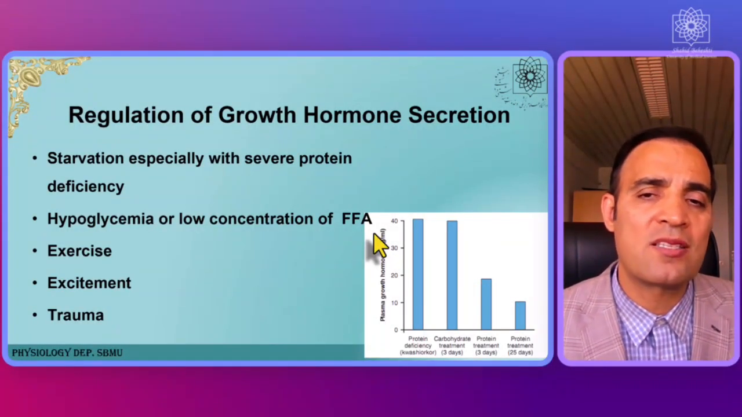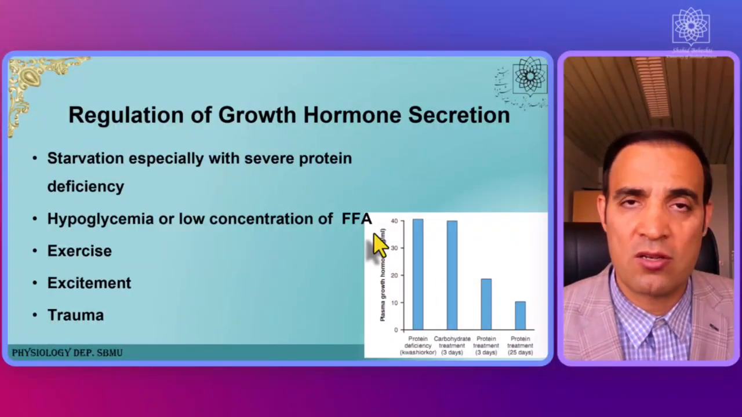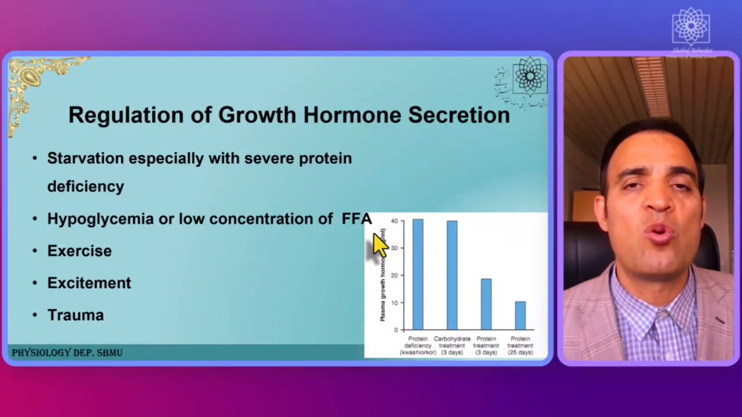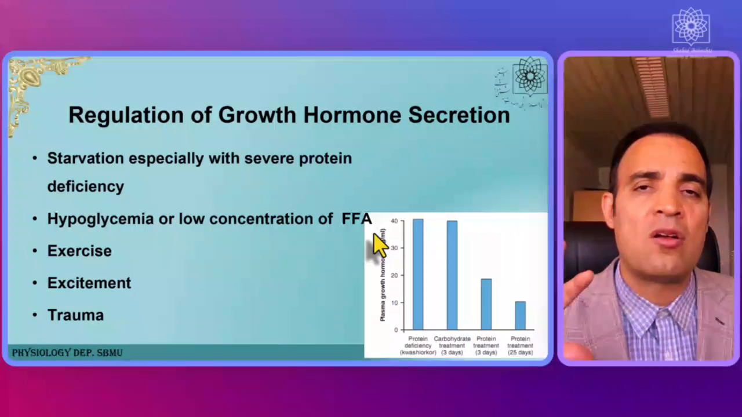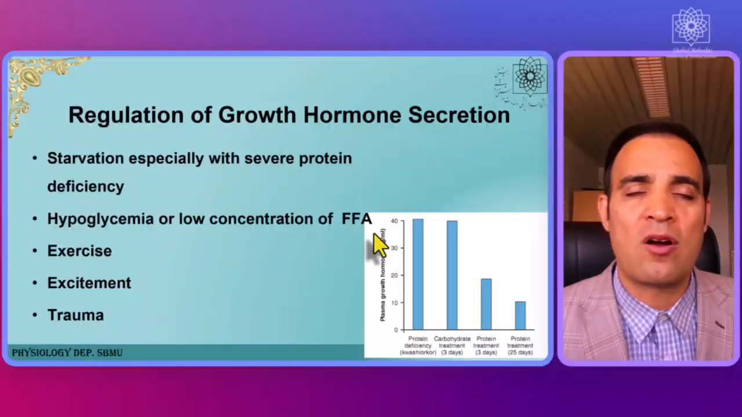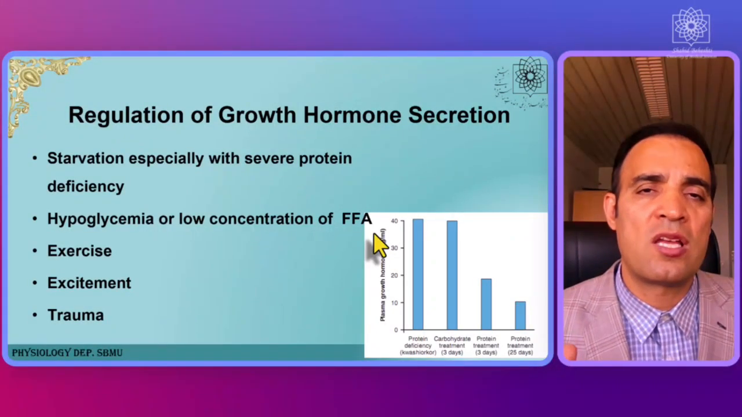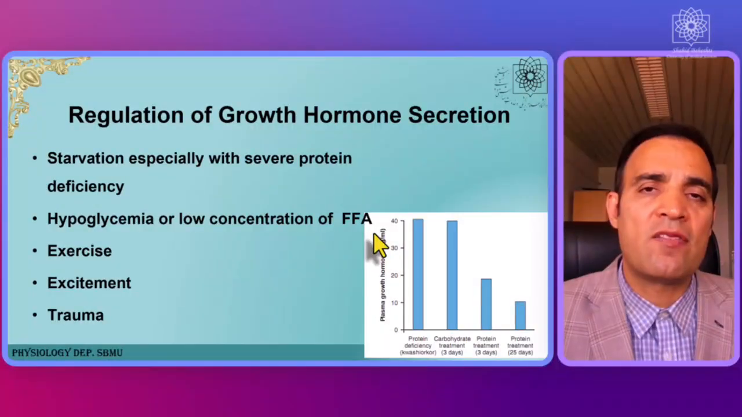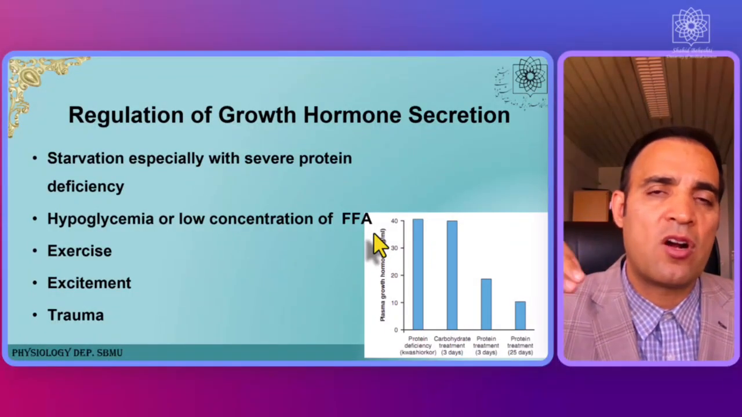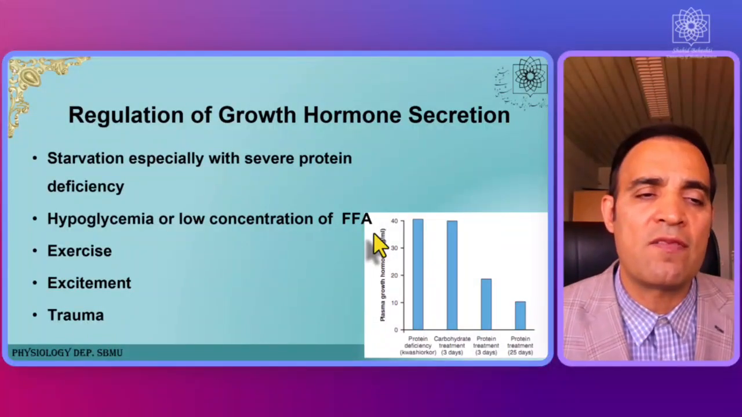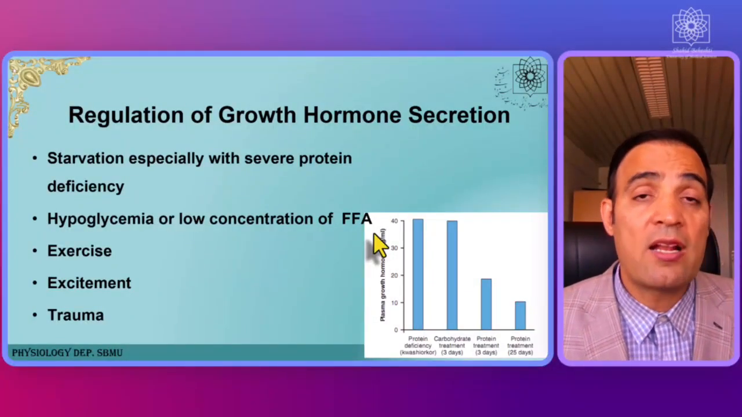Hypoglycemia and low concentration of free fatty acid are growth hormone stimulants. And you can imagine the other way: those who are eating or that are overweight, those who are at high level of glucose, high level of carbohydrate, high level of fatty acid, will have lower level of growth hormone.